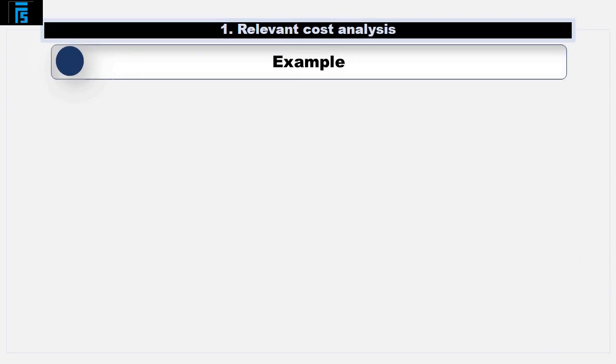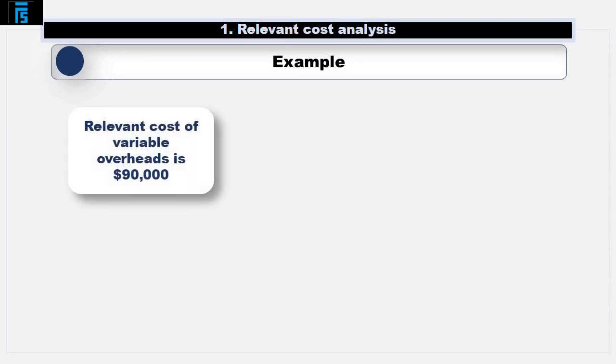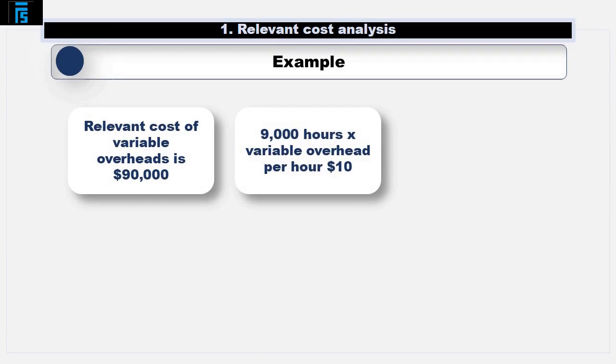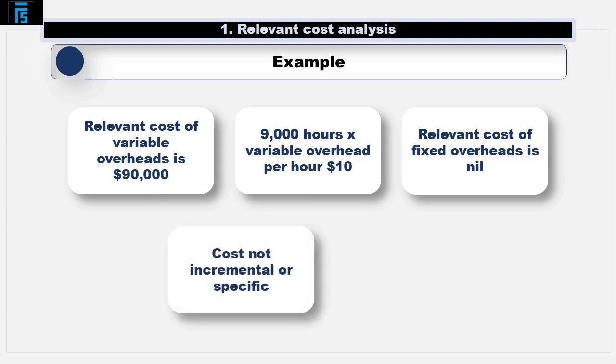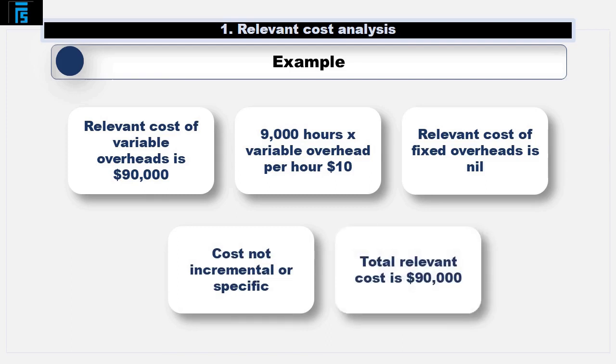The relevant cost of the variable overhead is 90,000, being 9,000 hours multiplied by the variable overhead of $10 per hour. The relevant cost of the fixed overhead is nil, as no additional fixed cost is incurred. In other words, the cost is not incremental or specific to the building extension. So overall, the total relevant cost in relation to overhead is 90,000.